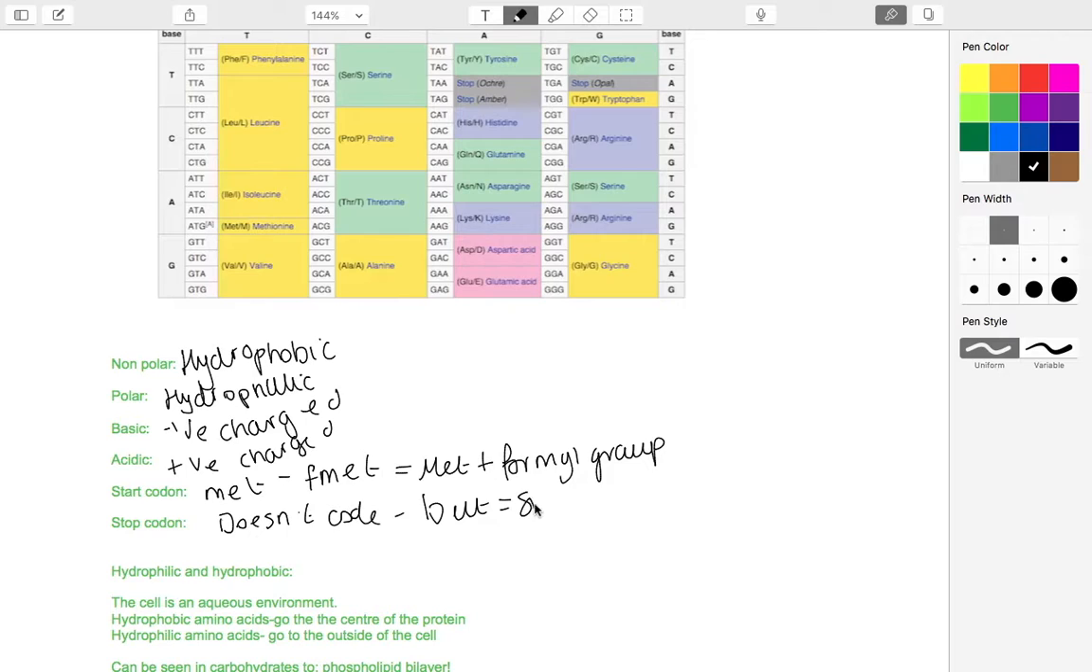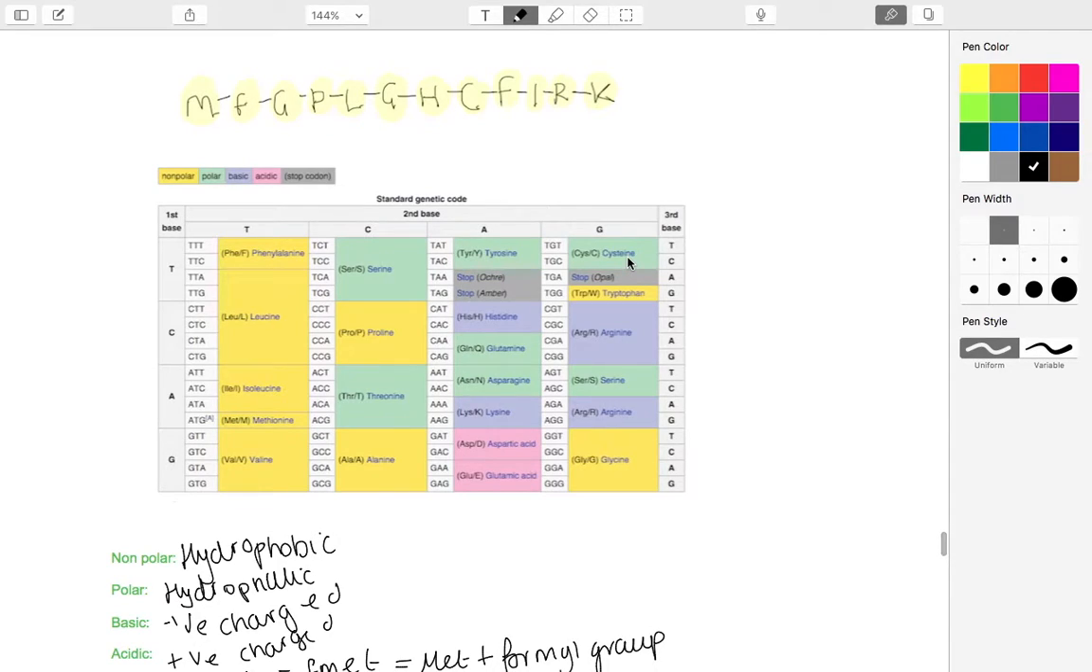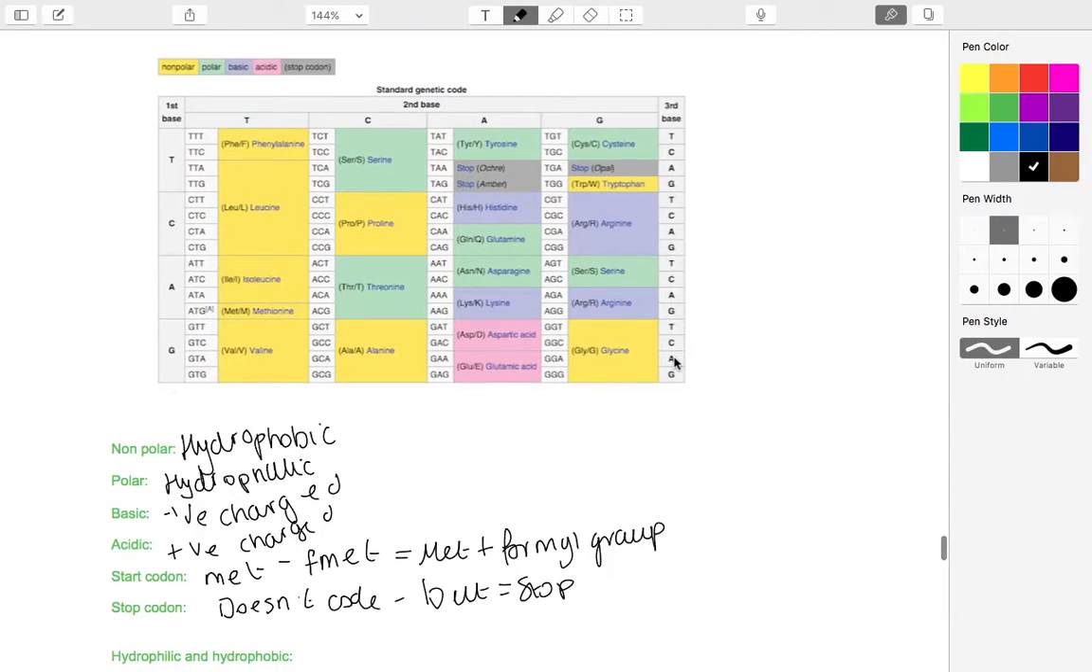It equals stop. So you've already got your stop ones here. They don't get translated into an amino acid. You won't see them at the end of your translation as an amino acid, but they are there, telling it it's time to stop and dissociate.